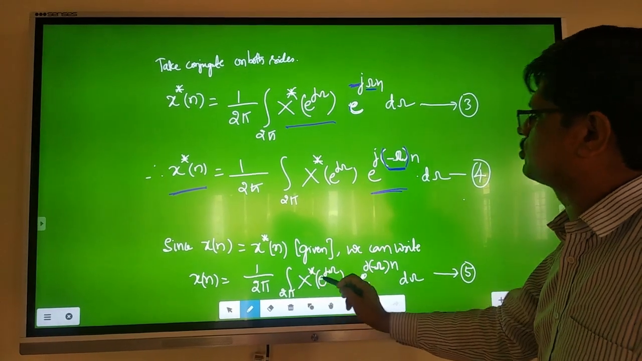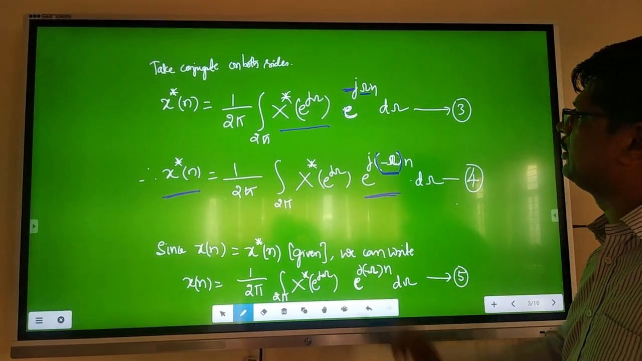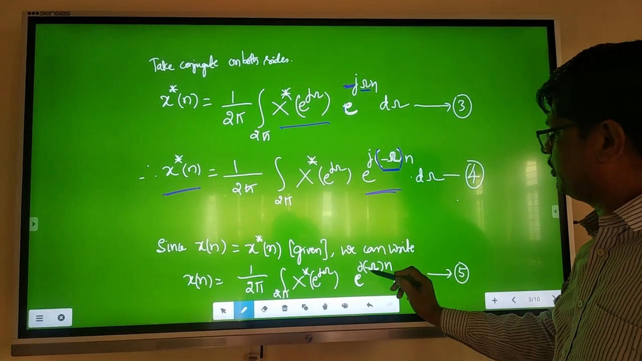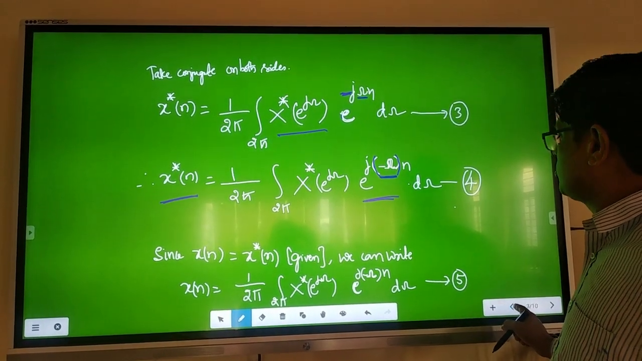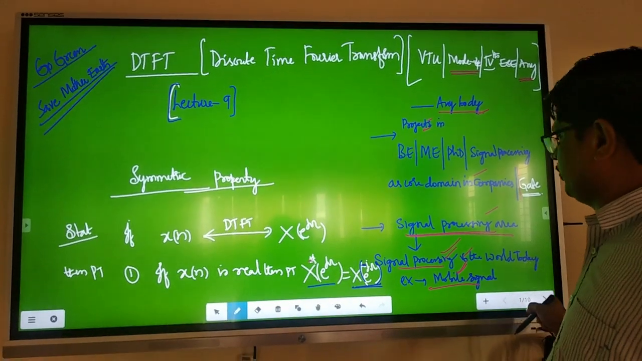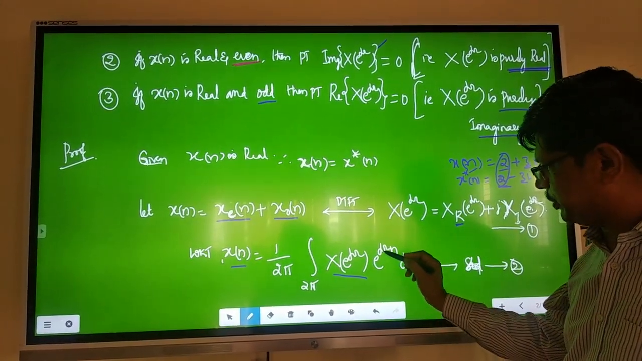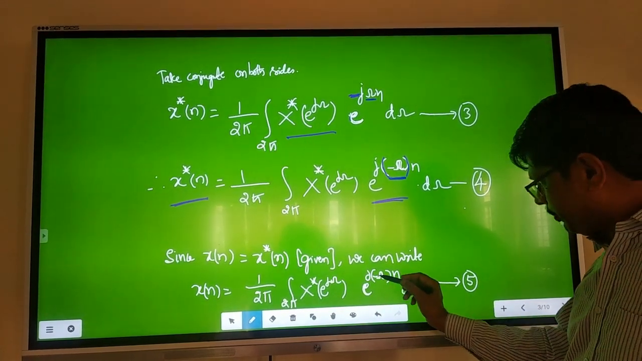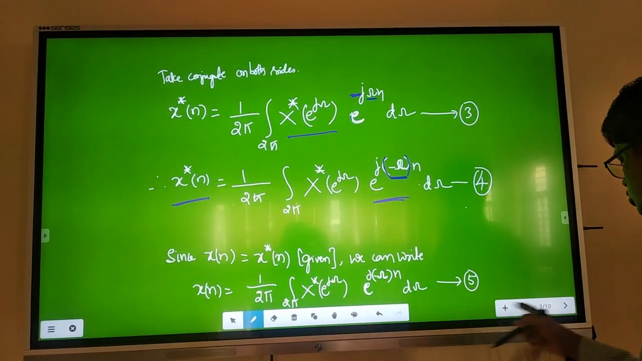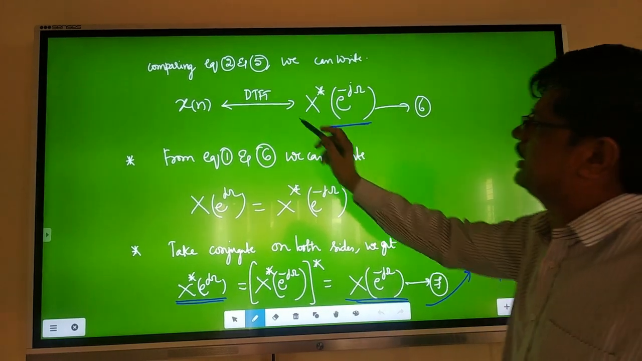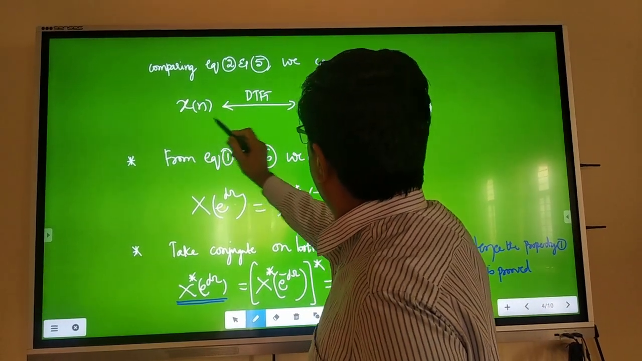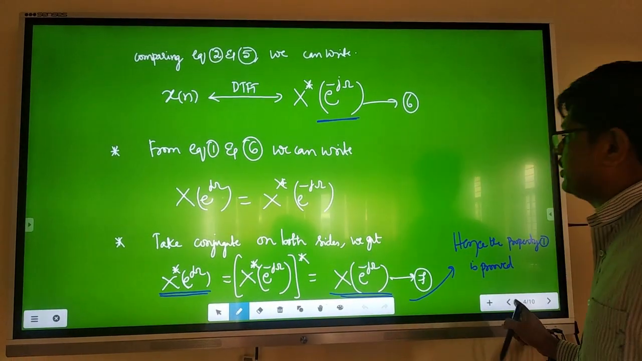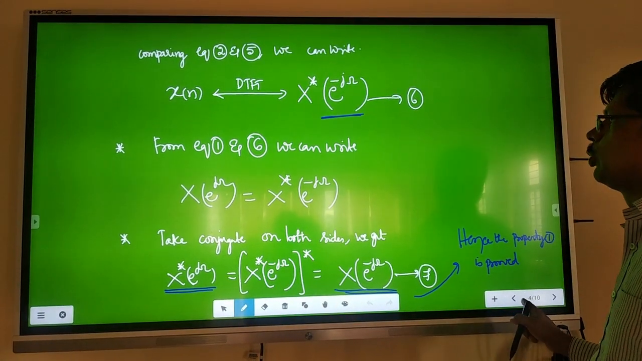X of n is equal to 1 over 2 pi integration over 2 pi x star of e power j omega. The only change is e power j of minus omega n, and d omega is also the same. Now see, this is e power plus j omega n, and here it is e power j minus omega n. When you compare those two, we can write the DTFT of x of n as x star of e power minus j omega. This is very, very important. Call this equation number 6.